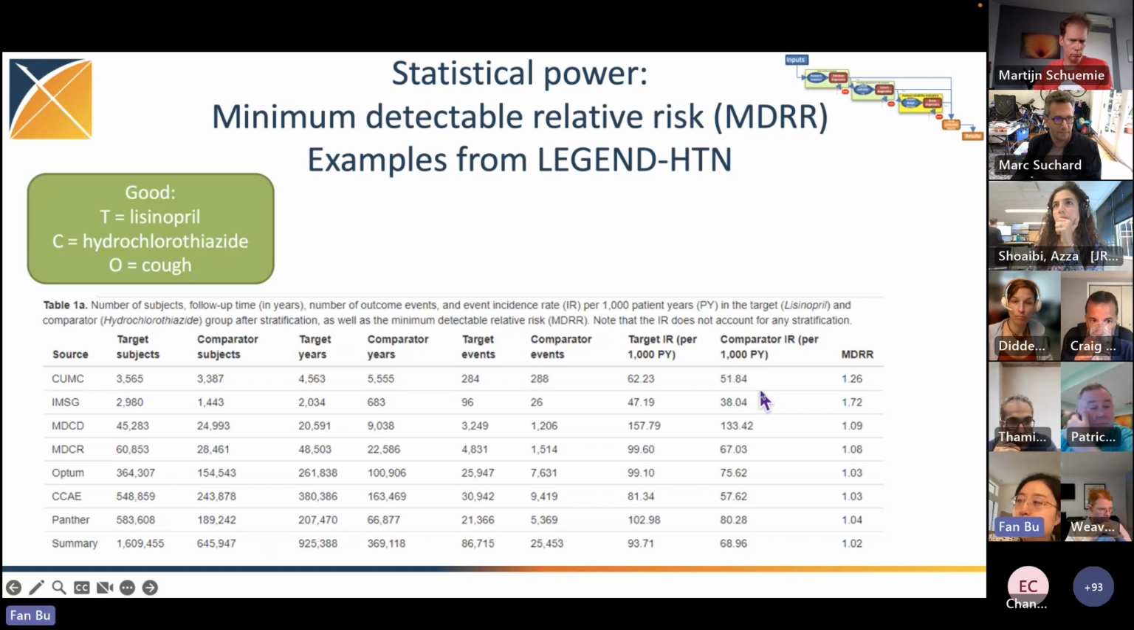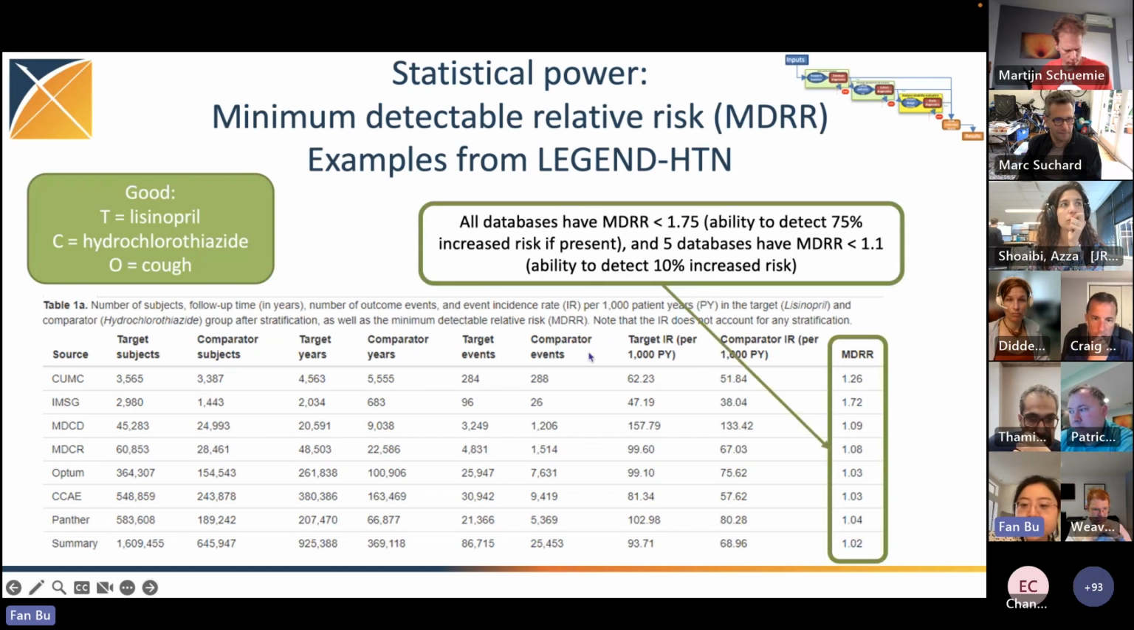So here I'm showing one example in the good case back from the LEGEND hypertension study. Here for a particular target comparator and outcome triplet, I'm screenshotting some cohort diagnostics information and also the study diagnostics MDRR information across multiple data sites.